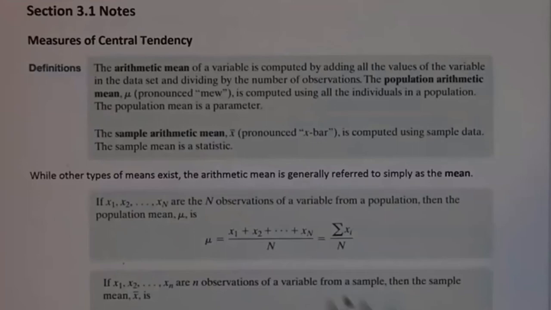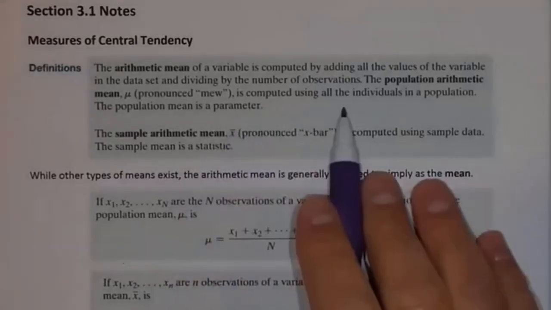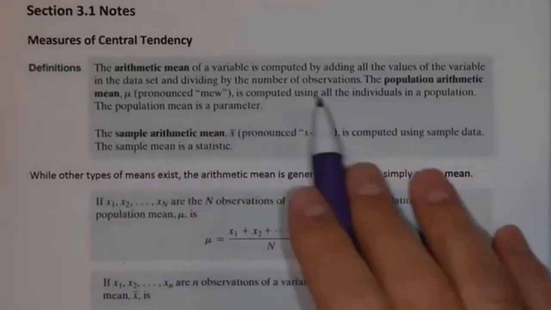Now, technically it's called an arithmetic mean, but most of the time we'll just use the word mean. So the word mean almost always is referring to the arithmetic mean. There are other kinds of means, but the most common is this arithmetic mean. So again, that's what you would normally call an average.